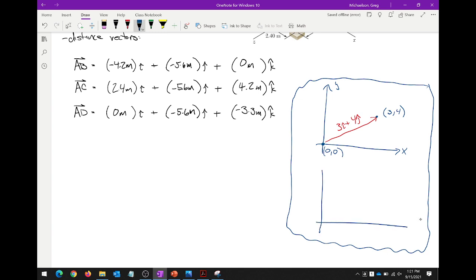Now let me do another one. Let's call this one 1, 2. And let's put a point here. Let's call it 4, 6. Tell me what the description of that vector is. 3i plus 4j.